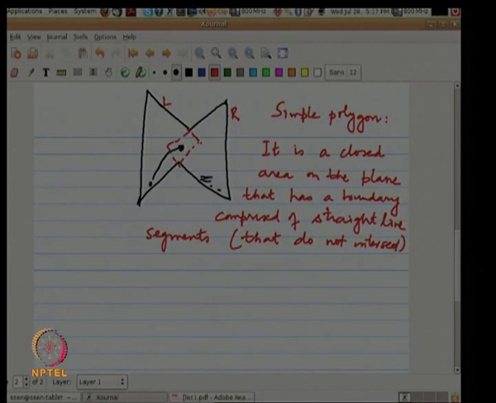In other words, it is a closed figure. So, I should be able to draw it without lifting my pen. So, in other words, I could draw.